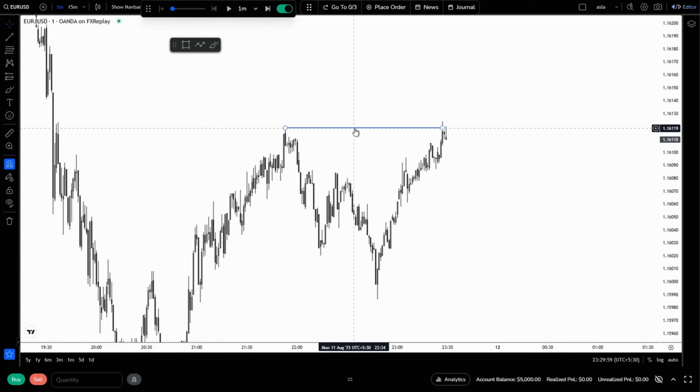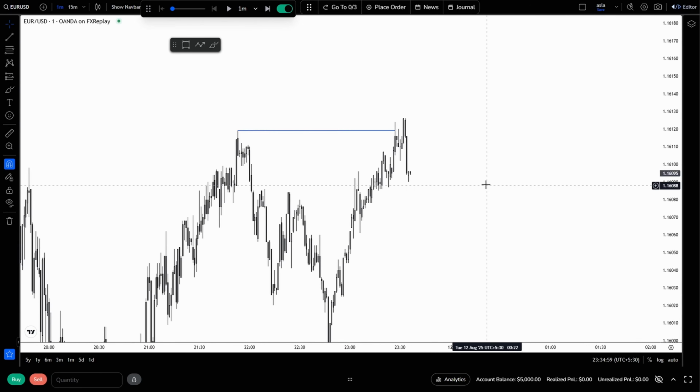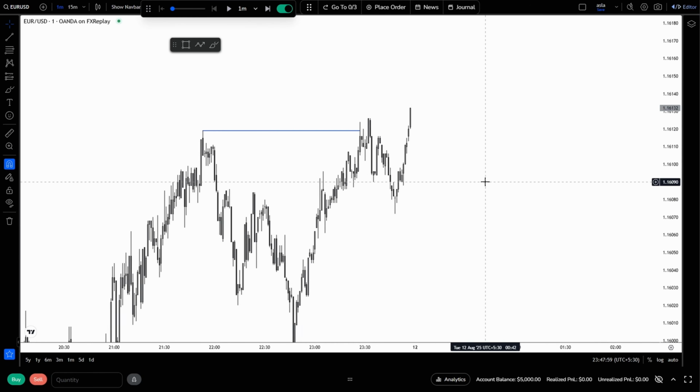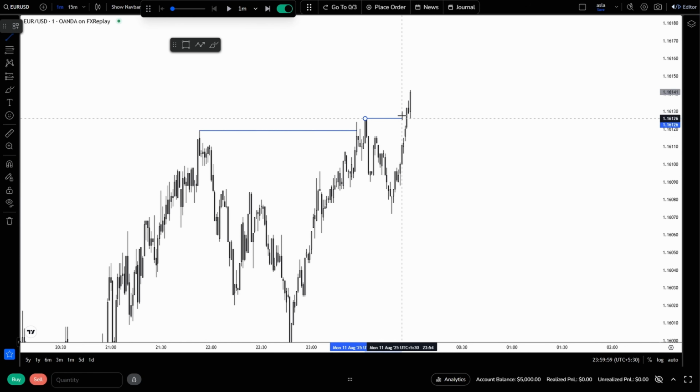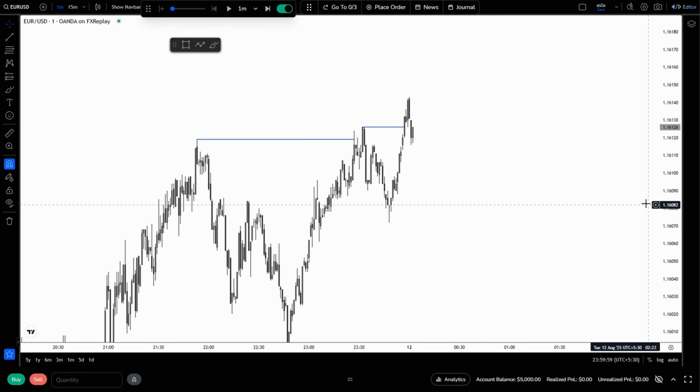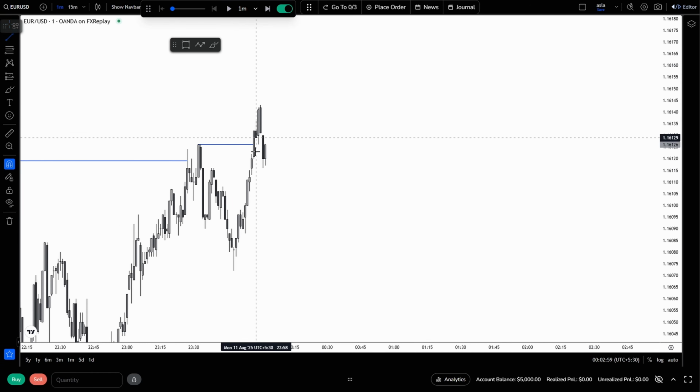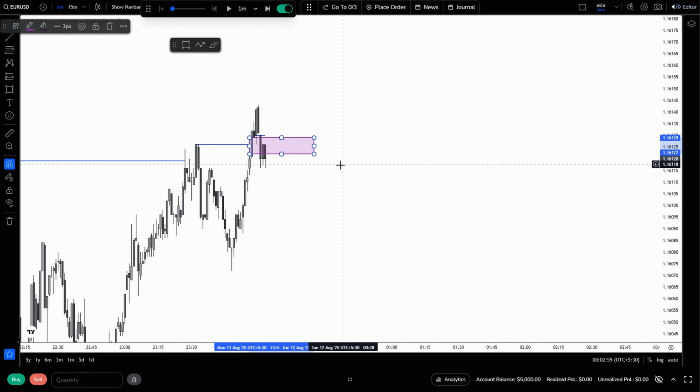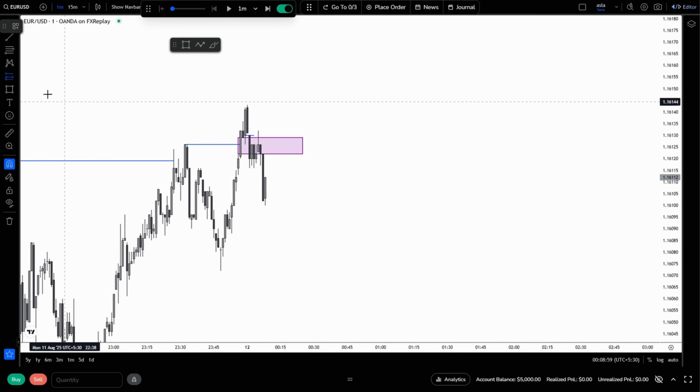After price sweeps the buy-side liquidity, price manipulates the early sellers who entered near this high. Once that manipulation happens, we can then plan our entry in whatever way we are comfortable with. In this case, I personally like to trade using inverse fair value gaps. So here, I place my order at the inverse fair value gap and keep my stop loss above the high.